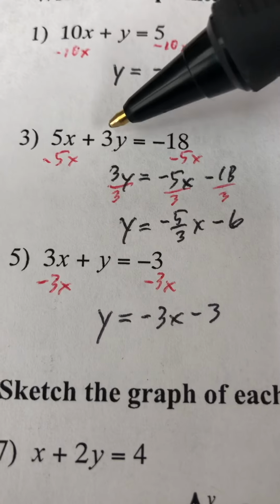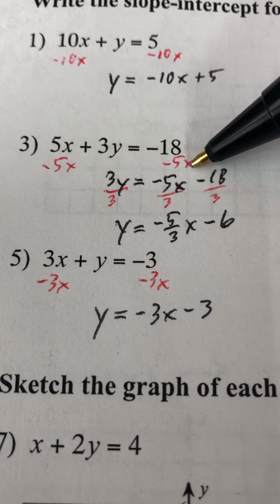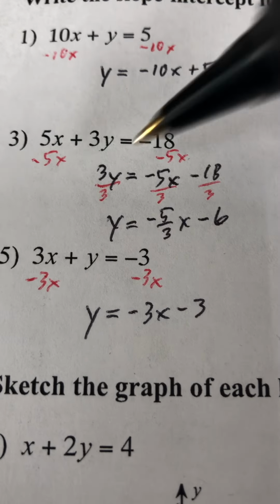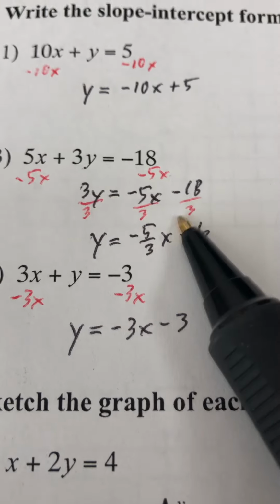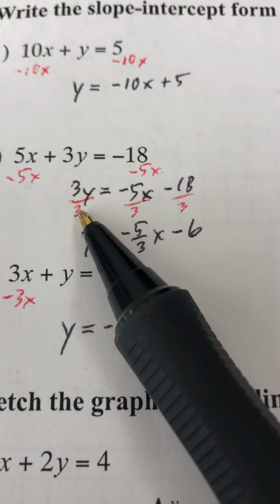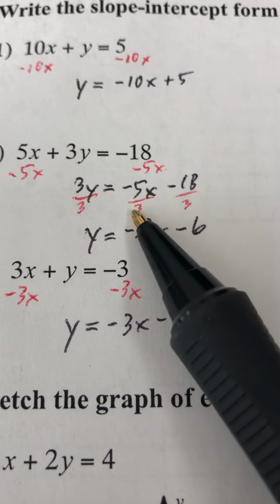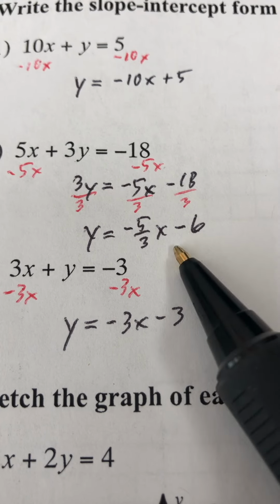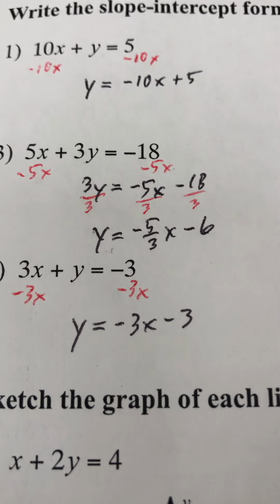All right, for this one, I'm going to start off with getting rid of the 5x. So I subtract 5x from both sides. I end up with 3y equals negative 5x minus 18. I'm going to divide everything on this side and everything on this side by 3. What I do to one side of the equation, I have to do to the other. So I divide by 3. 3 divided by 3 leaves me with that 1y. That's why I did it. Negative 5 divided by 3 is negative 5/3. And negative 18 divided by 3 is negative 6. So that's my final answer right there in slope-intercept form.